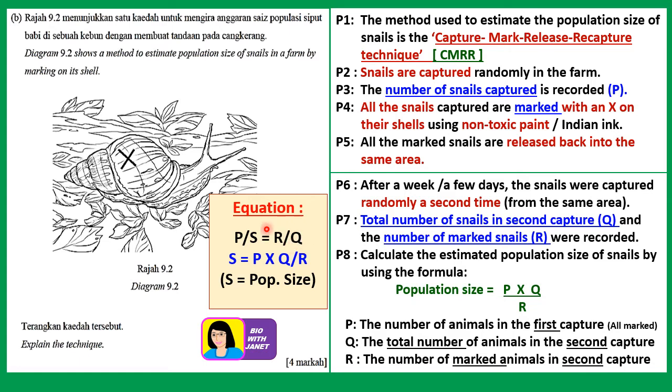So when you have this equation, you bring S over to this side, and R and Q to the other side, so it becomes Q over R. So S equals P times Q over R. That's where you get this formula. P times Q over R is the population size of the snails. In case you forget the formula, you can still derive it from this equation. So we need to memorize the steps of the CMRR technique.